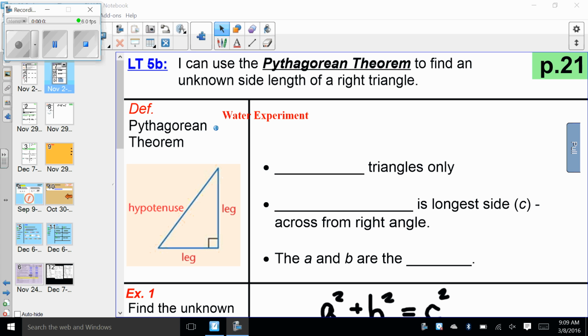Hey, 8th grade. So our learning target today is: I can use the Pythagorean theorem to find an unknown side length of a right triangle. So we're looking for side lengths today that are unknown using something called the Pythagorean theorem.